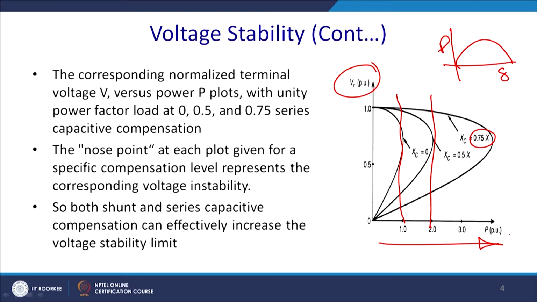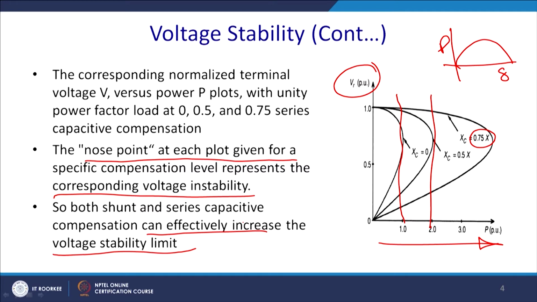We have discussed the compensation of the leading and the lagging in shunt compensation. You can see that the power is straight away increased without an increase in the voltage rating. The nose point of each plot given for the specific compensation level represents the corresponding voltage instability. So, this is something we require to discuss. Both the shunt and the series compensation can effectively increase the voltage stability anyway.